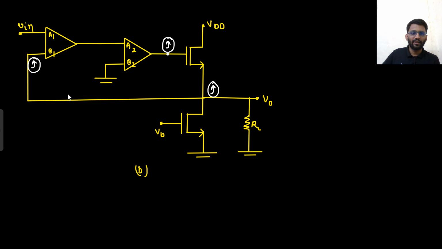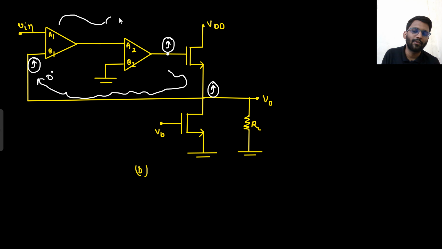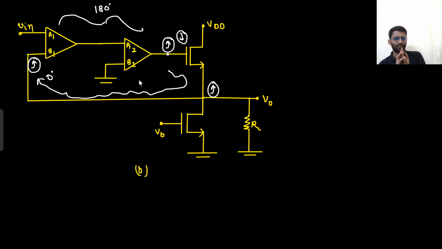Now finally what do you want? From here to here how much phase shift do you have? 0 degree, right? You started from here, and you are going here and here. Till here you are having 0 degree phase shift. Finally what do you want? You want total 180 degree phase shift from this. Because this is increasing, finally you want this to decrease. So you want total 180 degree phase shift from these two op amps. Say yes or no.